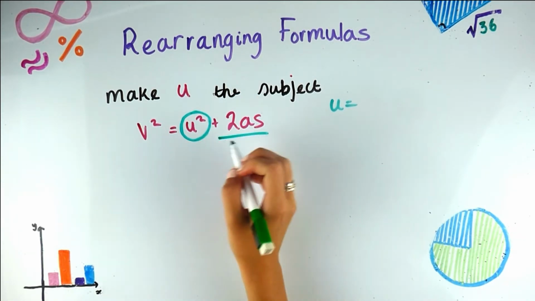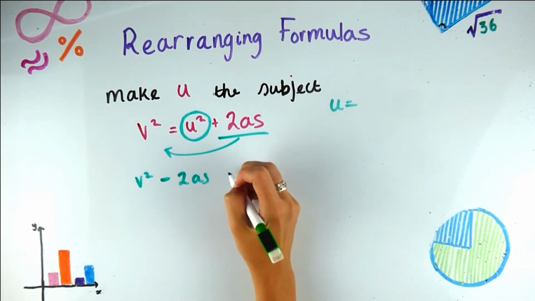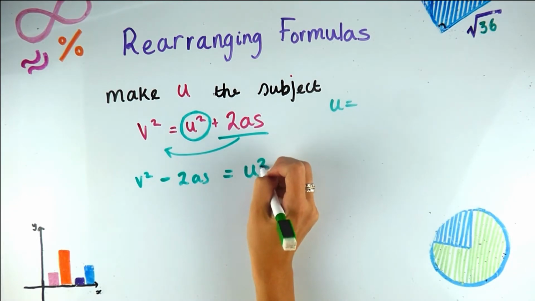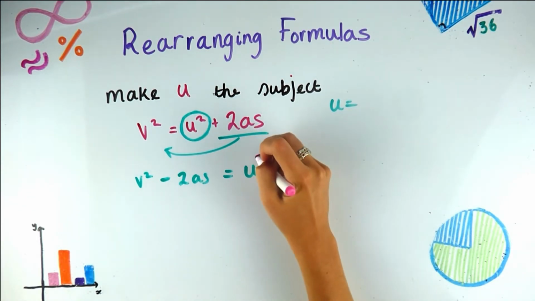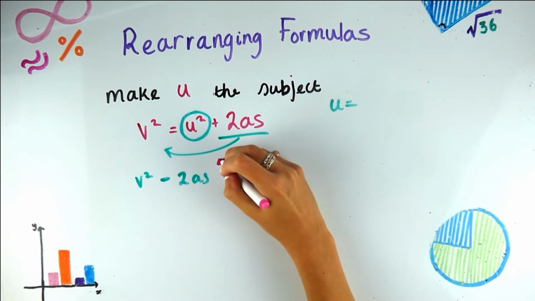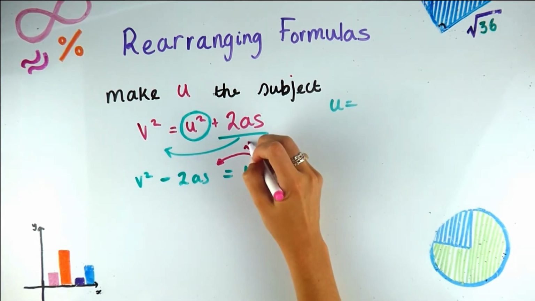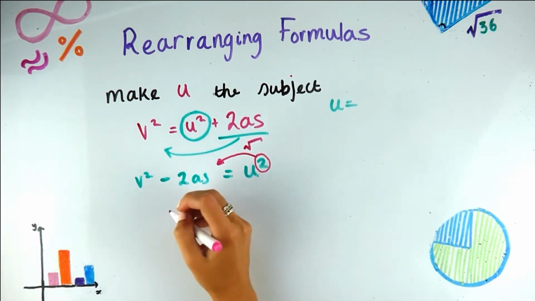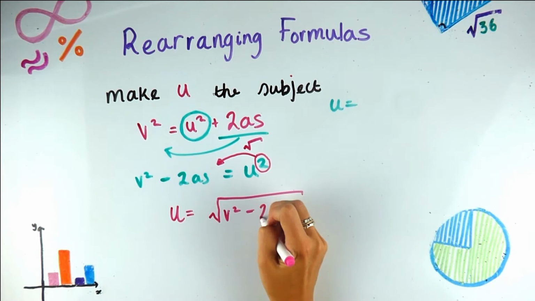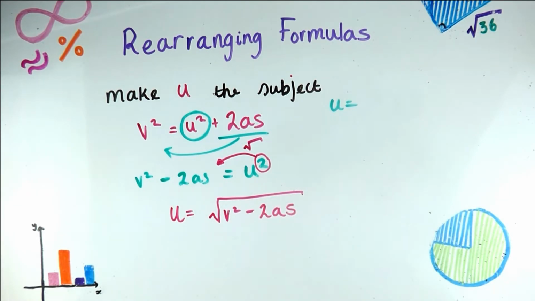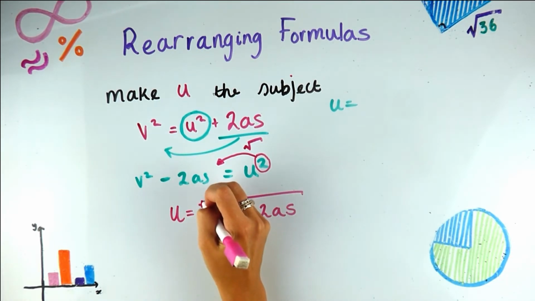Okay, so this annoying term, we want to take that over, so we get v squared plus 2as on this side, so we do negative 2as on this side, equals u squared. Okay, we want to get rid of this squared now. So just like the other type of operations we were doing, if we take it over the equal sign, we need to use the inverse operation. And the inverse operation is square root. So what happens here is we get u equals the square root of v squared minus 2as. However, when you do square root, you have to have plus or minus.